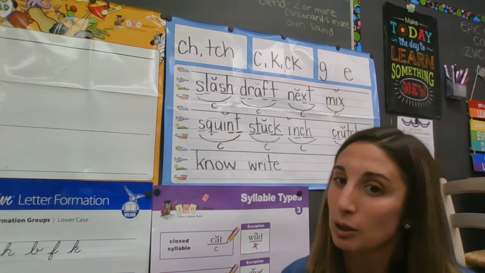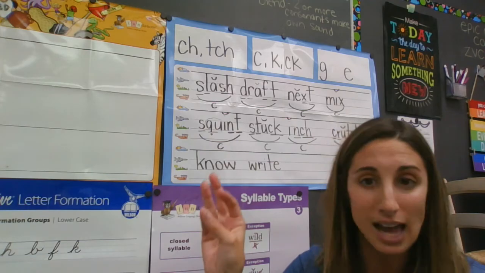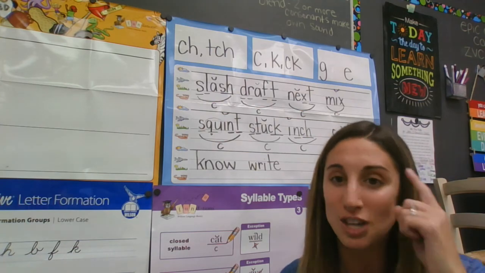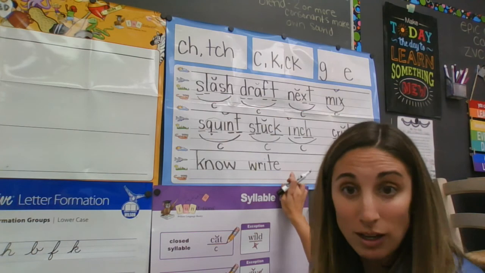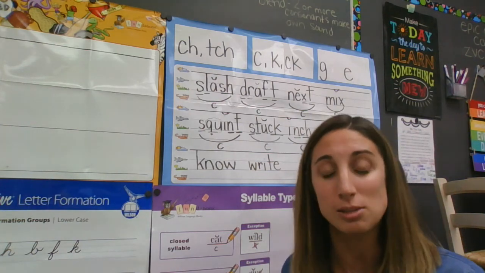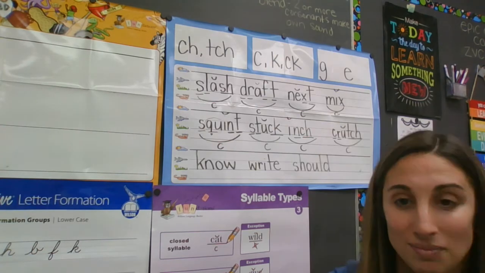Now we have some trick words coming up. So remember, trick words are words that we're not going to tap because they do not follow the rules of our language. You just have to practice them. The first word for trick words is should. You should know how to spell should. So go ahead and write should.